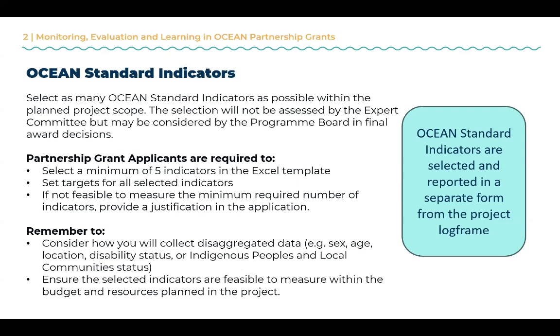And when it comes to this section, it's really important to remember how you're going to collect disaggregated data when it comes to project implementation. UK is committed to reporting on sex, age, location, disability status, or Indigenous peoples and local communities status. So remember to plan ahead for that. But most importantly, you should be ensuring that the selected indicators are feasible for you to measure within the budget and resources planned in the project.